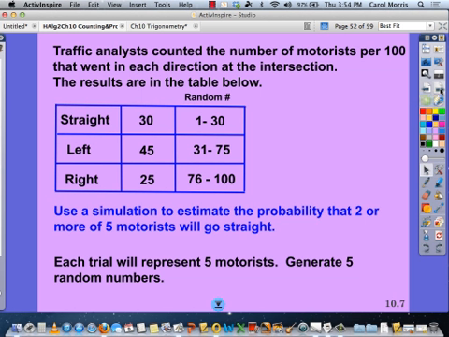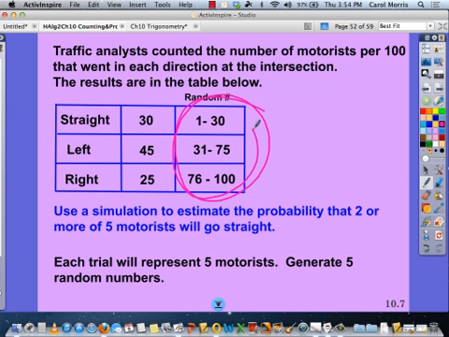But before we can generate the random numbers, we must assign numbers to the current data. Looking at our data, it was in the order of straight, left, and right. If we add this extra box to the right side, these are going to be our random numbers. When they went straight 30 times, I took the numbers 1 through 30 to represent going straight. Then left is going to be 31 through 75, which would be the next 45 numbers. From there, 76 to 100 should be the remaining 25.